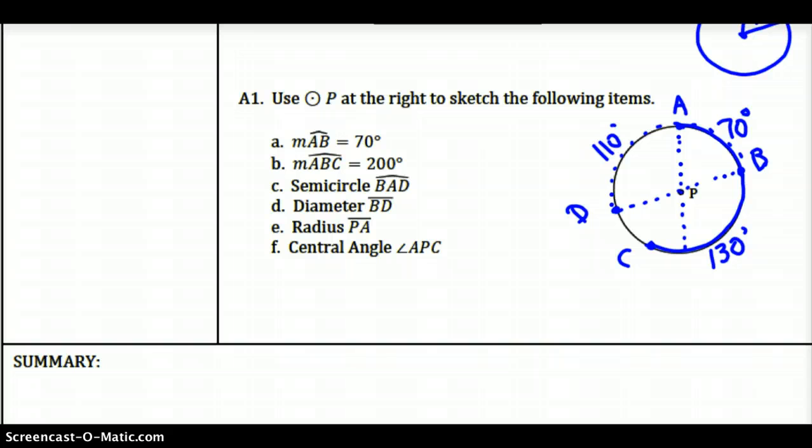Continuing here, now I have to put in diameter BD, radius PA, and central angle APC. So APC is a central angle.